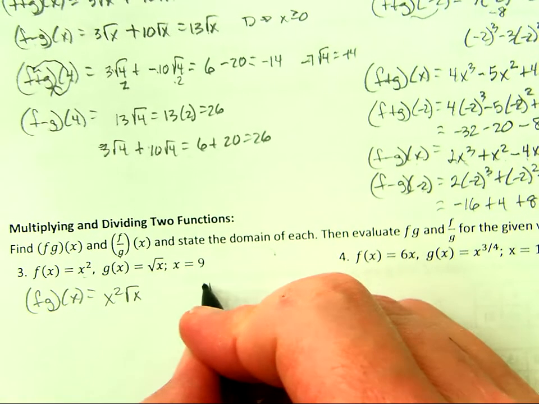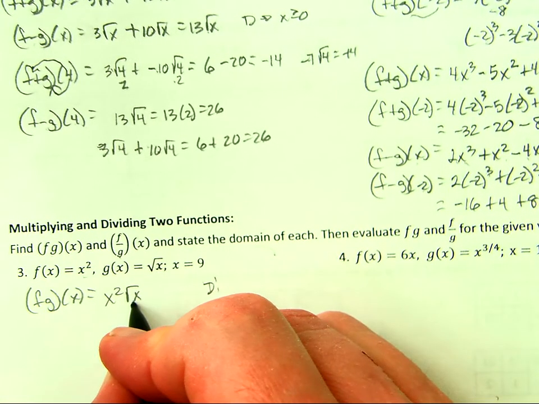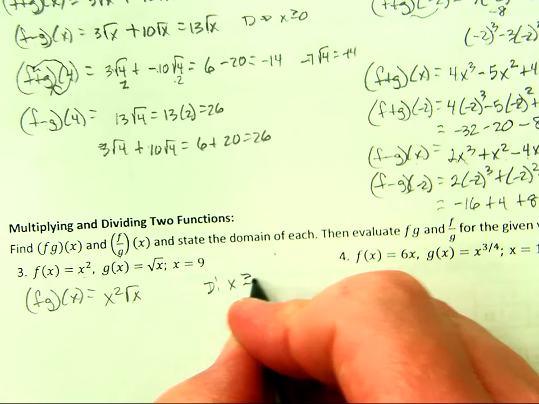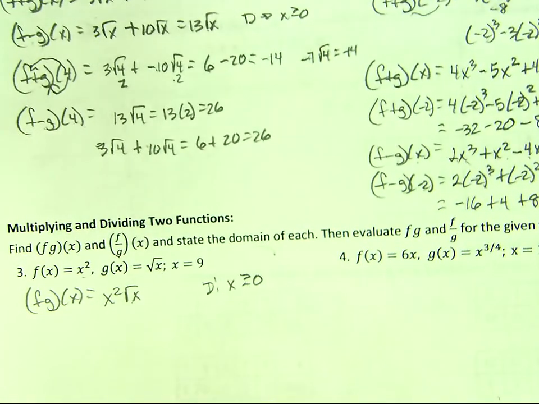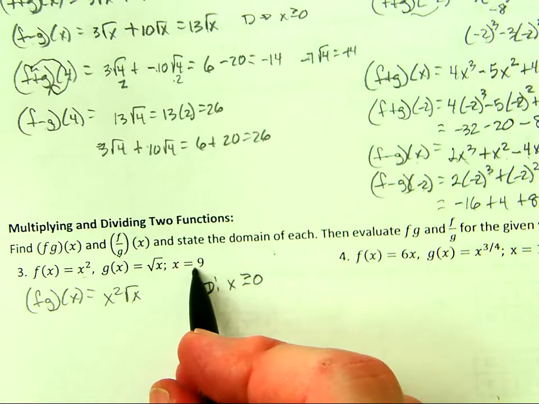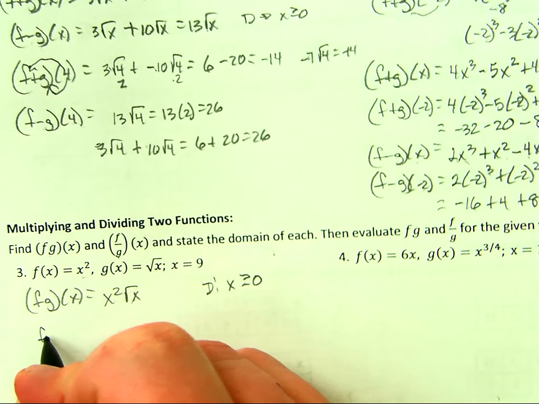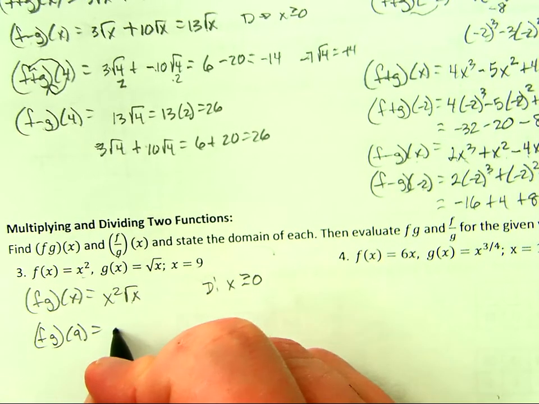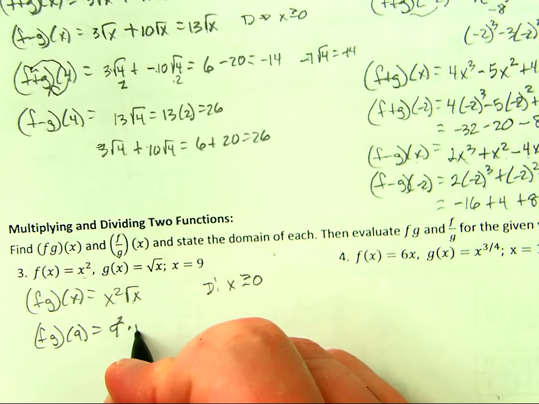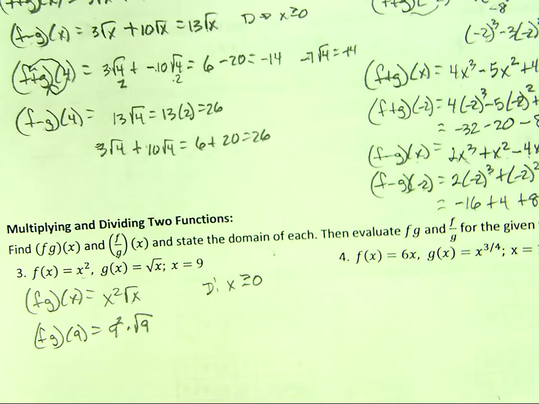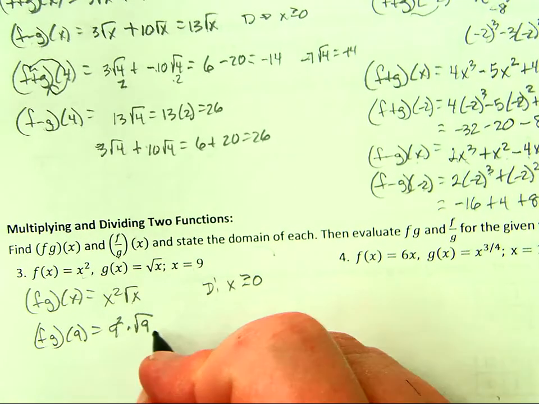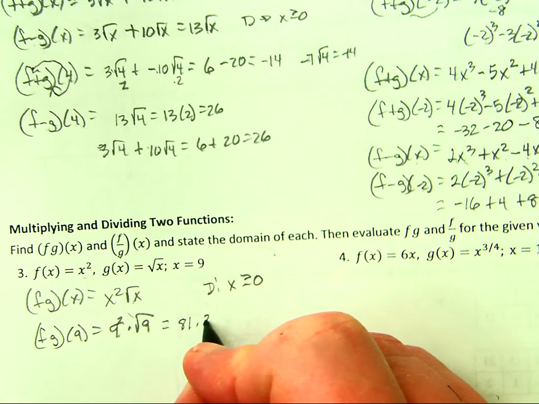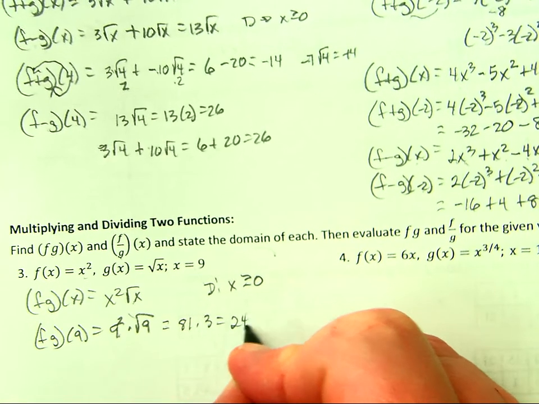Now the domain, again, we have a square root, so the number underneath the square root, x, has to be greater than or equal to 0. That's our domain. Now I'm going to go ahead and find 9 here. So if I want f times g of 9, we're going to put 9 in for x. So 9 squared times the square root of 9. So 9 squared is 81 times the square root of 9, which is 3, which is 243.